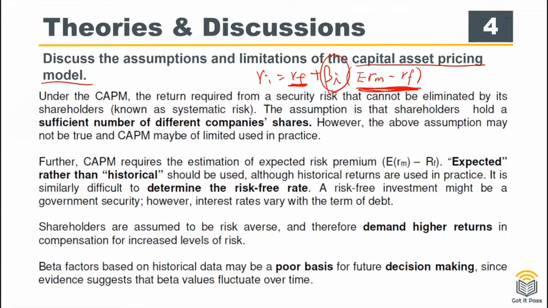Under CAPM, the capital asset pricing model, the return required from a security reflects risk that cannot be eliminated by its shareholders. The shareholders can eliminate all unsystematic risk, but systematic risk cannot be eliminated by diversification. The assumption is that shareholders hold a sufficient number of different companies' shares. However, this assumption may not be true, and CAPM may be of limited use in practice. But in general, it only considers systematic risk. It assumes no unsystematic risk because investors have a fully or well-diversified portfolio.